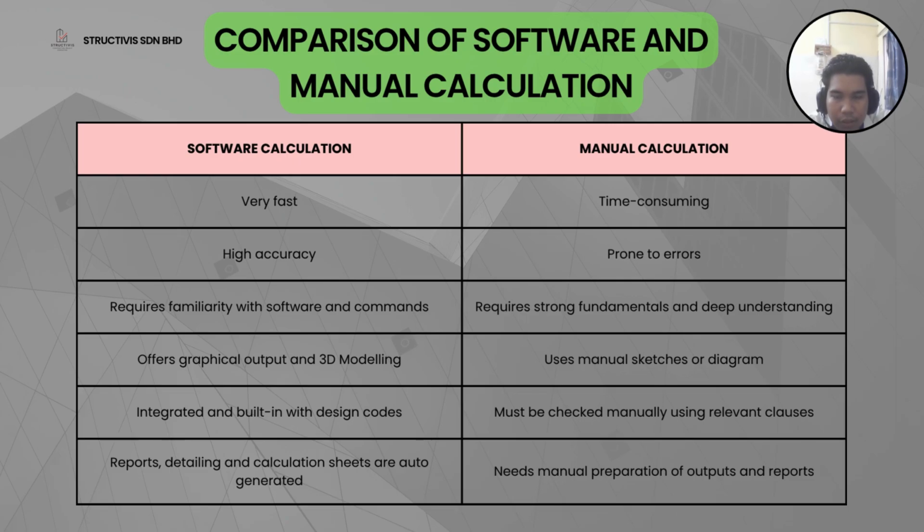For code compliance, software calculation is often integrated with design codes like Eurocode, BS, UBC, MS EN, and etc. But for manual calculation, it must be checked manually against relevant codes. Finally, for documentation, software calculation has auto-generated reports, drawings, and calculation sheets, while manual calculation needs manual preparation of all outputs and reports.